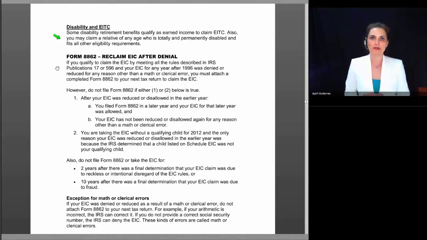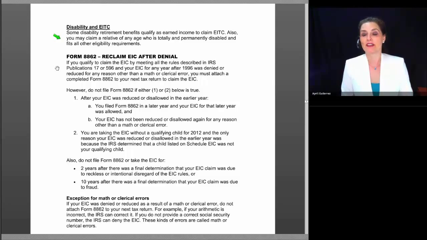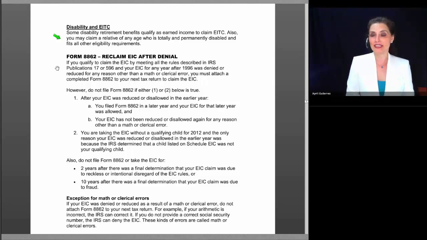So let's just suppose you're a working couple, your income is $30,000, and you have a 30-year-old son living with you in your home, and he has autism. He's basically got a disability. It's a diagnosed disability. It's a permanent disability, and it would meet the requirements for being considered disabled for purposes of the earned income credit. So even though your child is not a full-time student under age 24 and is not under age 19, the fact that he's disabled means he could still qualify you for the earned income credit.